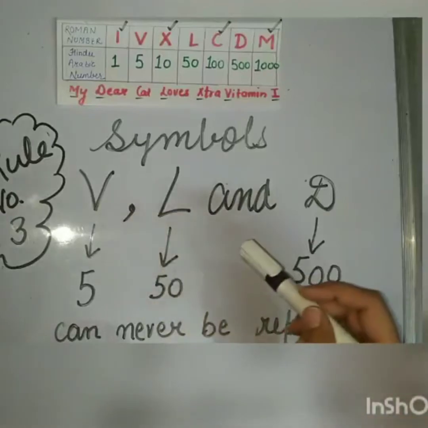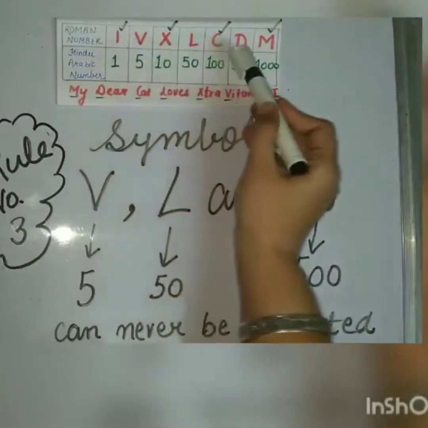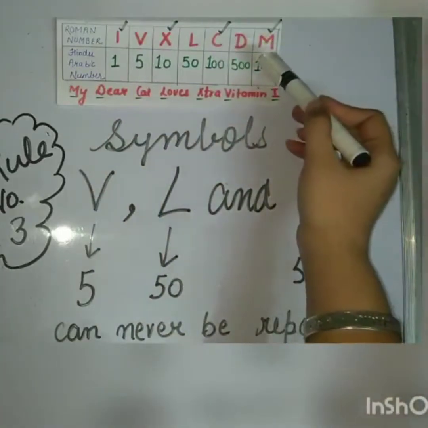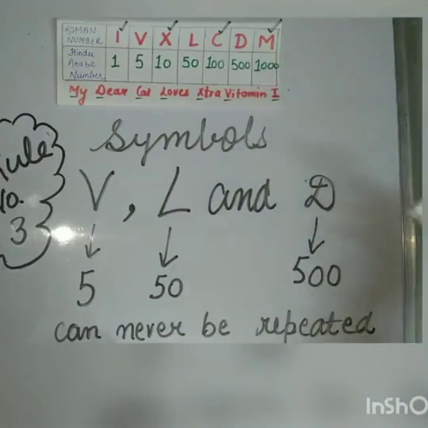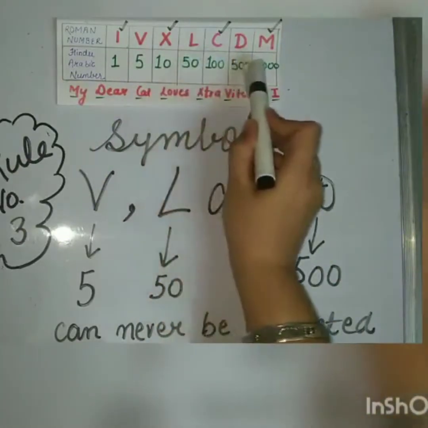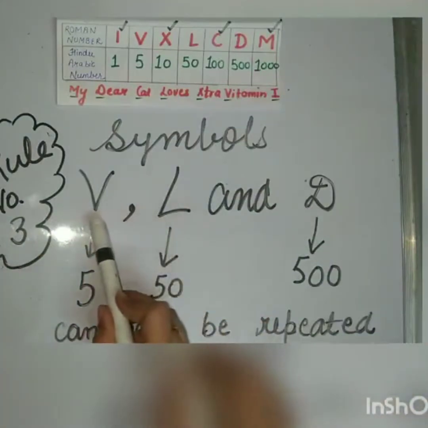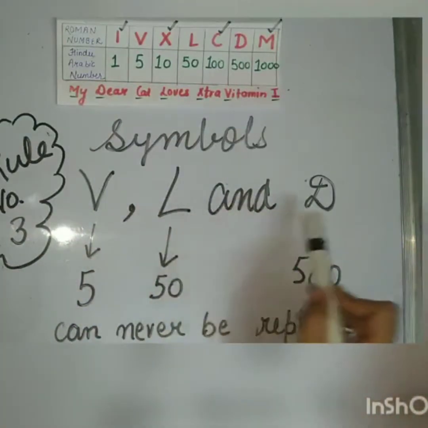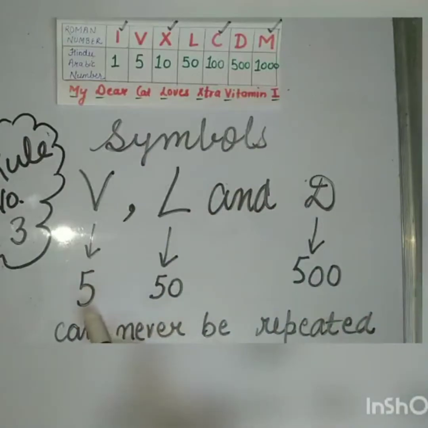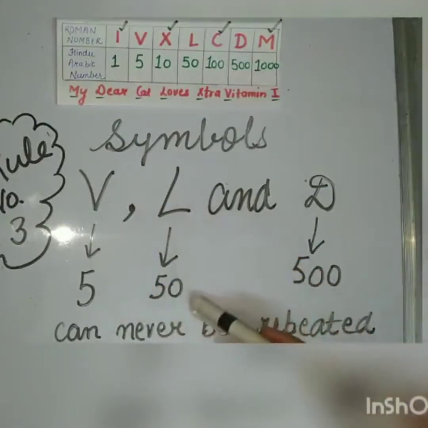In rule number 2, we have already discussed that symbols I, X, C and M can be repeated up to a maximum of 3 times. So we are left with symbols V, L and D. Rule number 3 indicates that symbols V, L and D can never be repeated. V represents 5, L represents 50 and D represents 500.